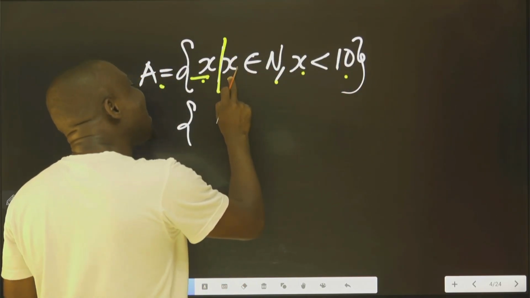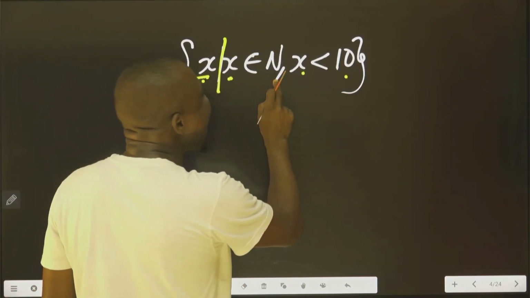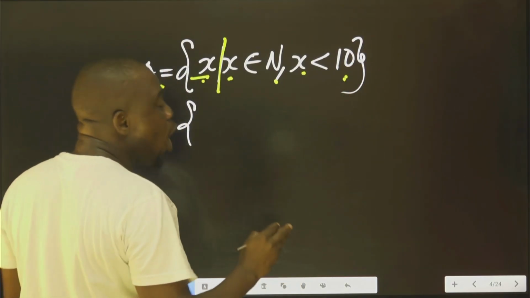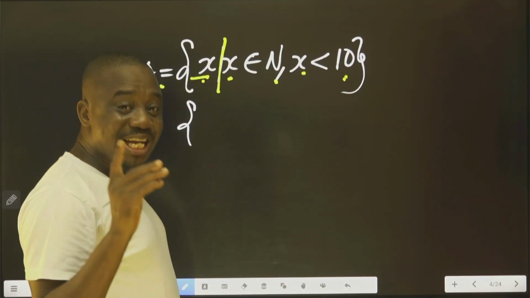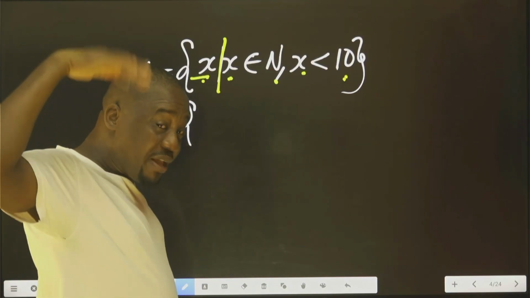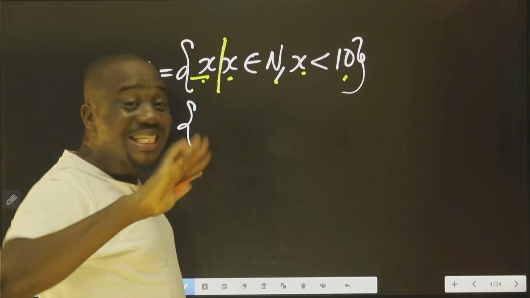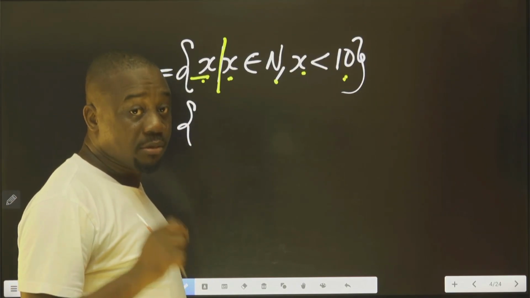S is an element of the natural numbers. S is less than 10. Let me show you how to write them. What are natural numbers? Natural numbers start from 1 to infinity: 1, 2, 3, 4, 5, 6, 7, 8, 9, 10. These are natural numbers. Right?